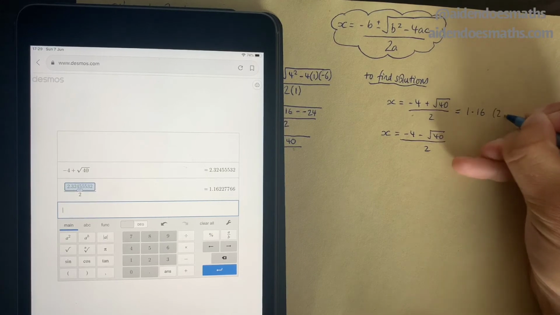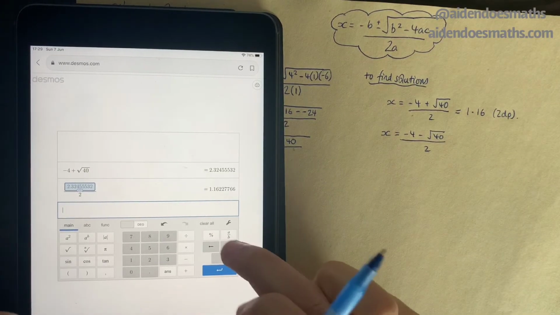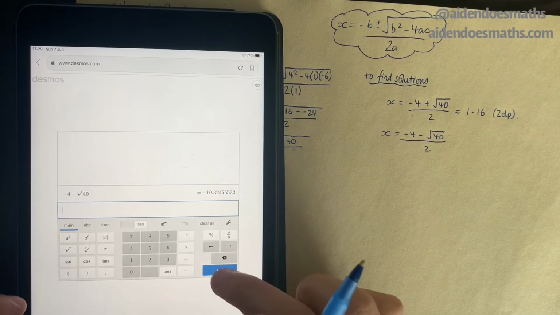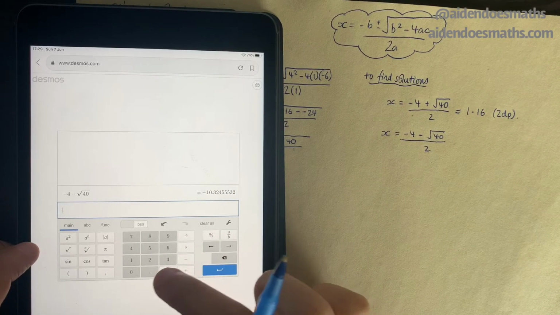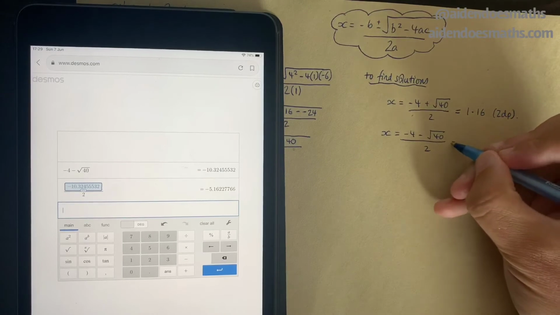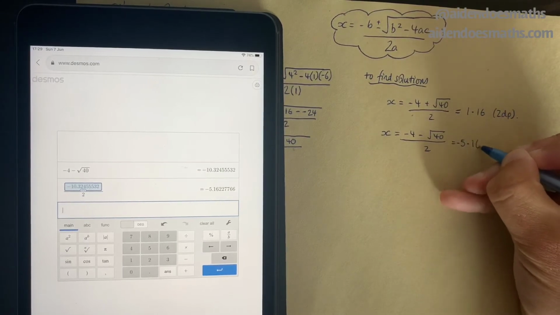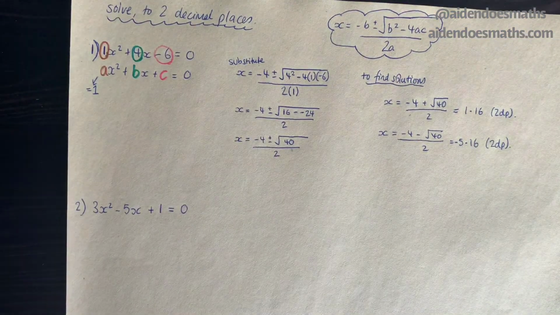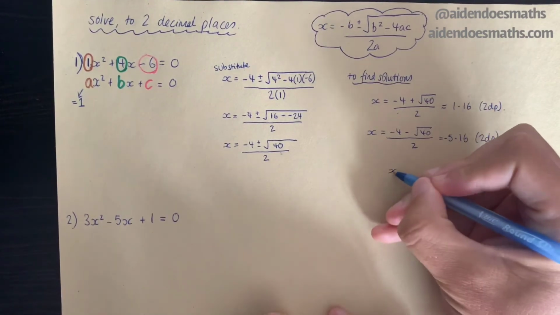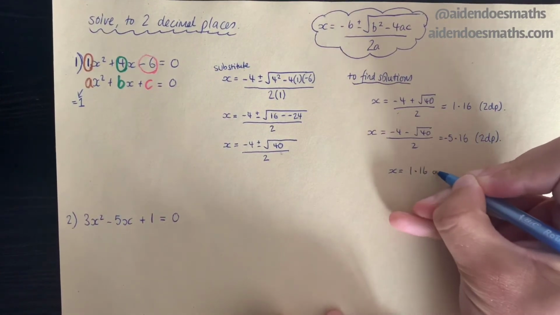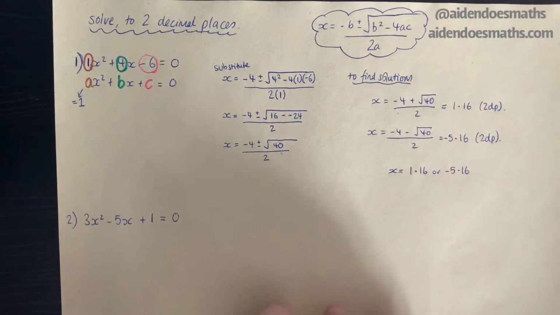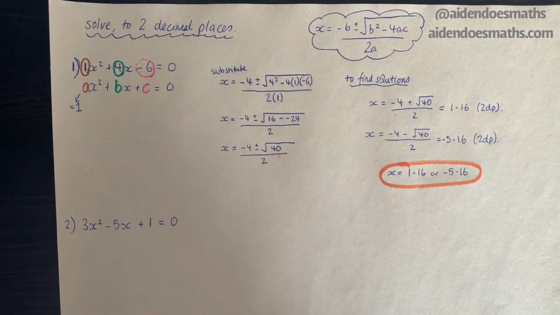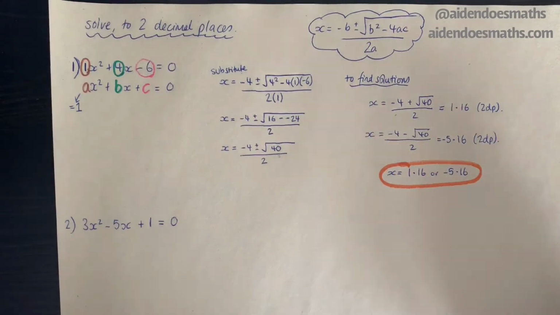So our first one, 1.16. Remember it asked for 2 decimal places, so we can round it straight away. Our second one, minus 4 minus root 40, answer divided by 2, minus 5.16 to 2 decimal places. We have solved it now, but just to make it clear, x equals 1.16 or minus 5.16. Make that answer nice and clear. That's question 1 done.